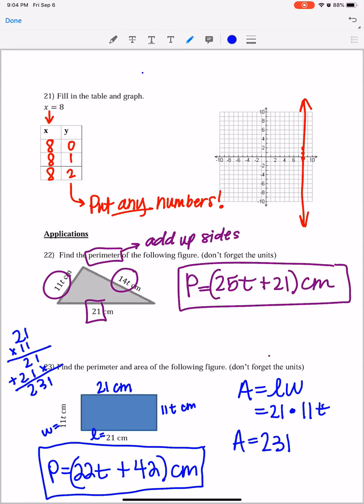Again, T, don't forget your variable here. And again, don't forget units. And when you find area, it is always square units. So centimeters squared. And of course, you could also do square centimeters if you prefer doing that instead of your centimeters squared.